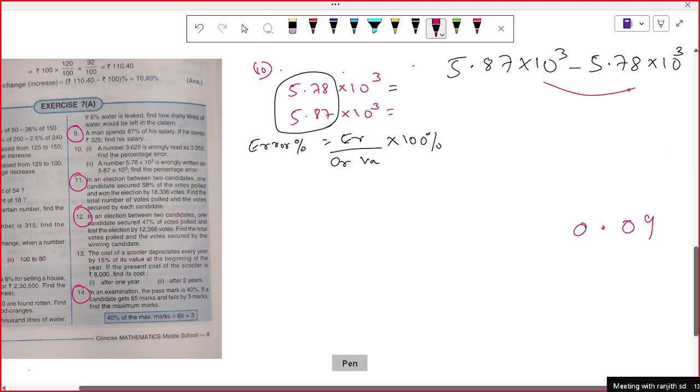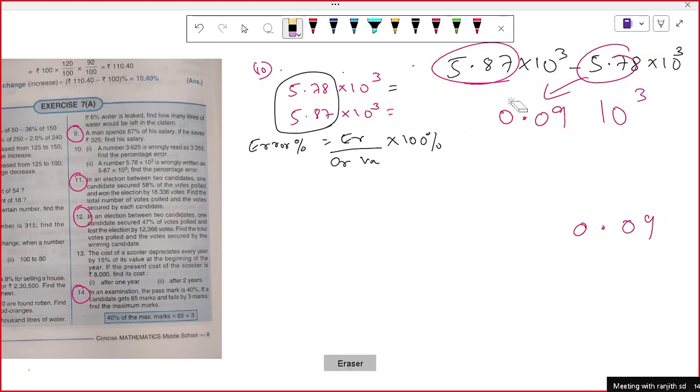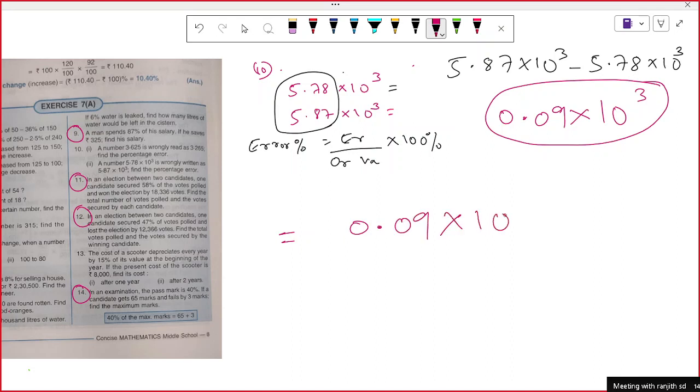And which is common to both? 10 to the power of 3 is common. Whichever is common, you can take it outside like this, 10 to the power of 3. Just subtract the other values. This minus this, what did we get? 0.09. So the value is 0.09 into 10 to the power of 3. This is the difference, the error. So I'll write the error, 0.09 into 10 to the power of 3.